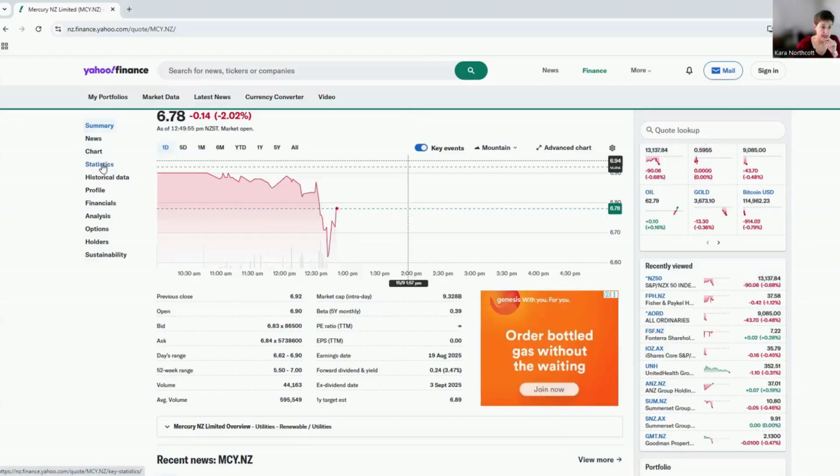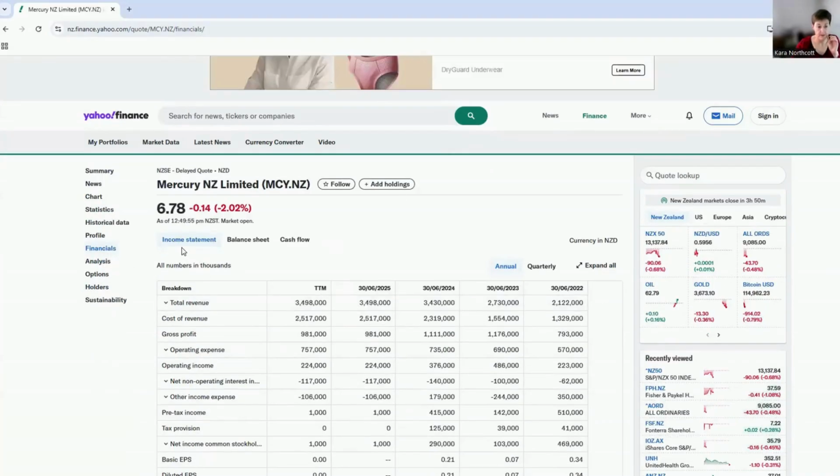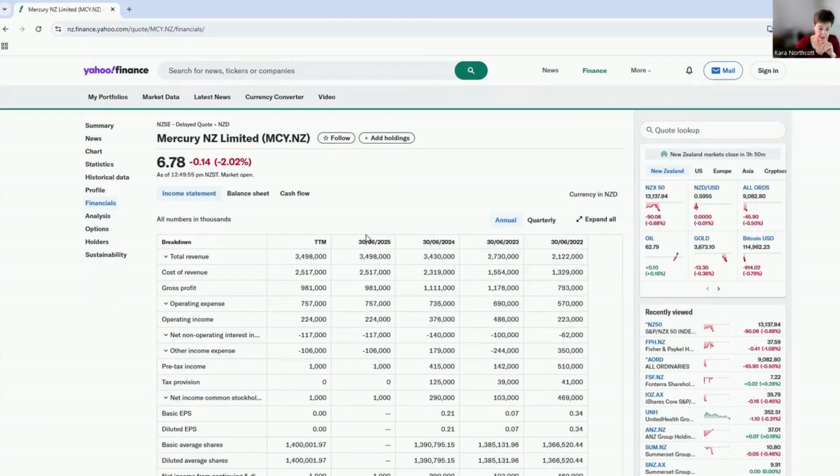You can also see here that we've got statistics, historical data, a profile about the company, all of these sorts of things. The first one I'm going to do is click on the financials. Up the top here, highlighted in blue, is the income statement. The next one across is the balance sheet, and the third one is the cash flow. This is the information you would get if you were receiving their annual reports from Mercury Energy. A good indicator to look at is the debt to equity ratio.